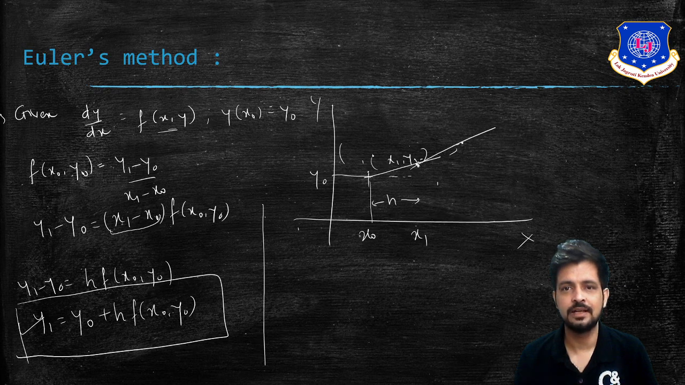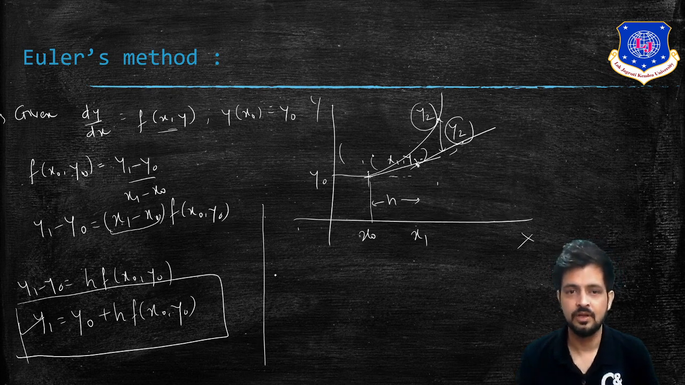Again we have to draw the tangent and we will find the value of y2. Okay, but again there will be a difference between the value of y2 obtained with the help of Euler's method and the actual value on the curve. Okay, how can we find y2?